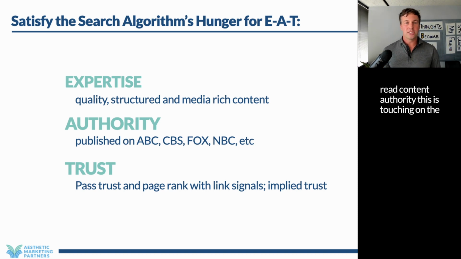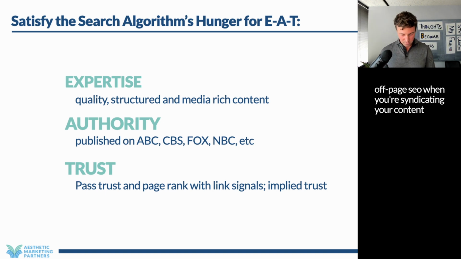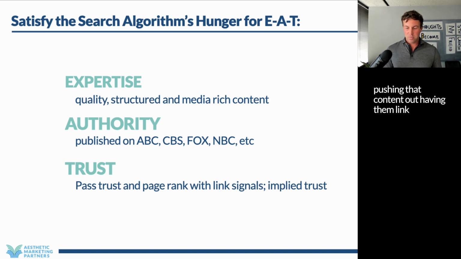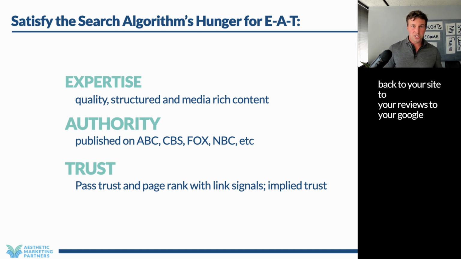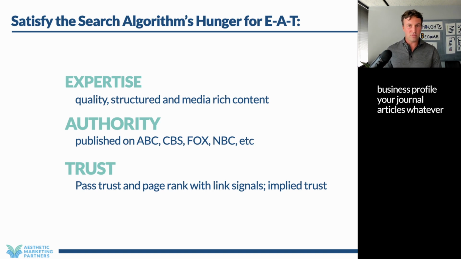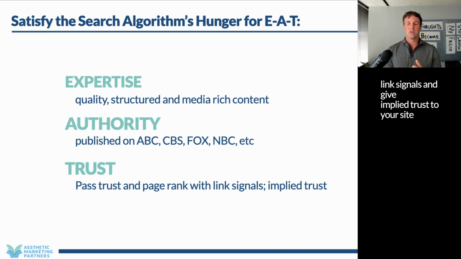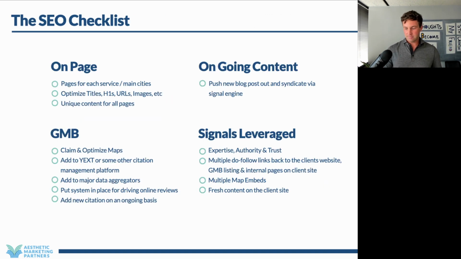Authority, this is touching on the off-page SEO. When you're syndicating your content and you're publishing it on your local ABC, CBS, NBC, Fox, those sorts of news sites, pushing that content out, having them link back to your site, to your reviews, to your Google business profile, your journal articles, whatever it may be, that helps build your authority, helps build those link backs, and ultimately, the main thing Google wants is trust. They want to pass trust and PageRank with link signals and give implied trust to your site.